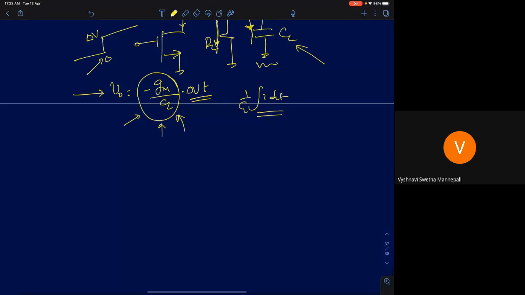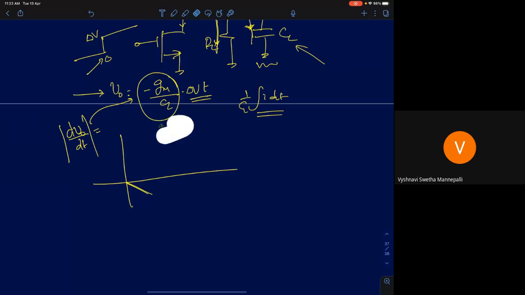So now if you see this function, your output is trying to initially decrease with a certain slope. What is the slope with which your output is changing? dV naught by dt. I am just interested in the magnitude of it. If I take mod of dV naught by dt, what do I get? Can I say it is simply Gm by CL times delta V? I am calculating the slope at origin, which will be Gm by CL into delta V.